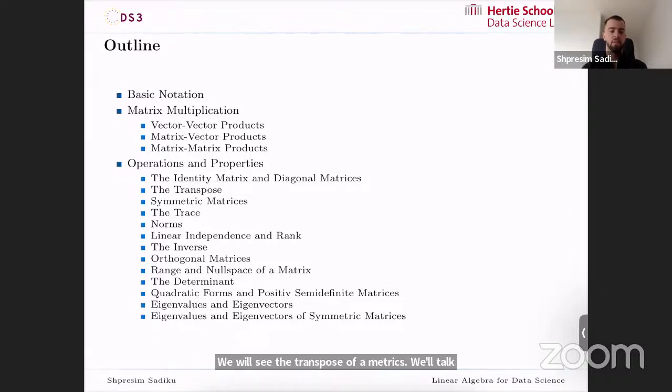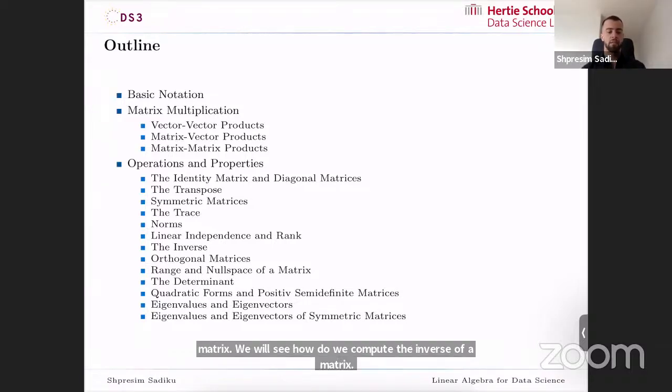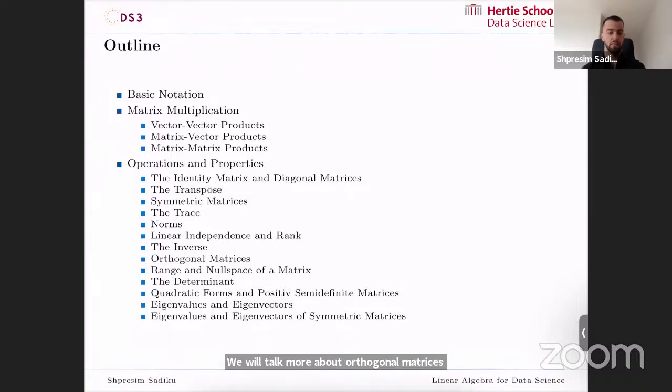We'll talk about symmetric matrices, the trace of a matrix, norms, which are very much used, for example, when one wants to study adversarial attacks. So you want to have images which have a certain Lp norm, for example. Then we will see linear independence and rank of a matrix. We will see how we compute the inverse of a matrix. We will talk more about orthogonal matrices. We will see the range and null space of a matrix, the determinant of a matrix, and then we will see some quadratic forms and positive semi-definite matrices. Then we will talk about eigenvalues and eigenvectors. And finally, we will see how we do eigendecomposition. So when we find eigenvalues and eigenvectors, this is called eigendecomposition of symmetric matrices.